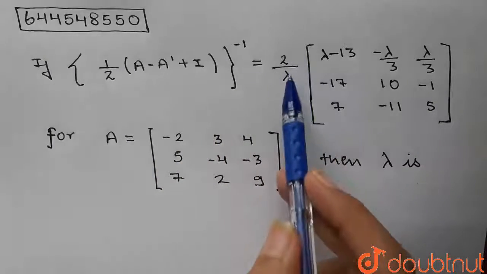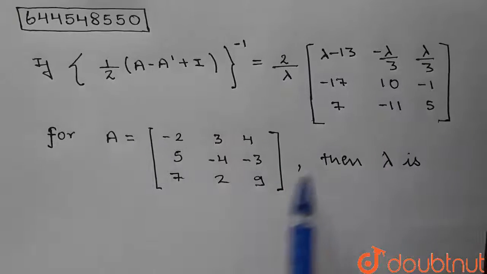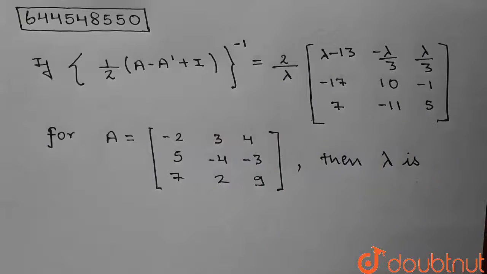Friends, the question is, if (1/2)(A minus A transpose plus I) whole inverse is equal to 2 by lambda into this matrix, for A equal to this matrix, then lambda is. So we are given this relation and we need to find the value for lambda. Also, we are having an A matrix.